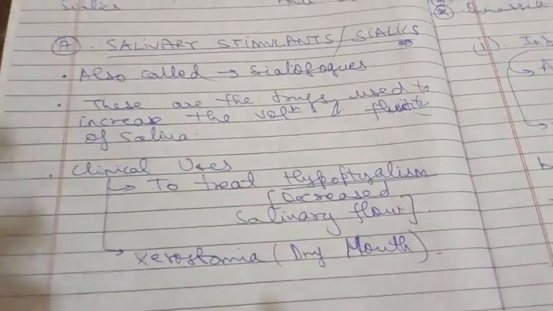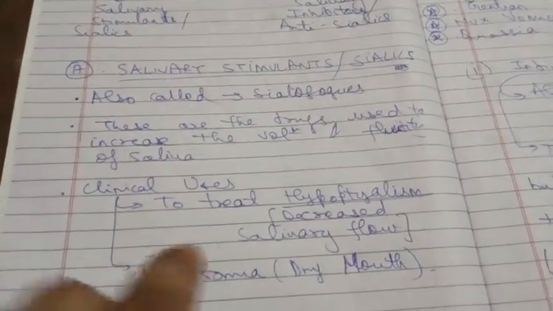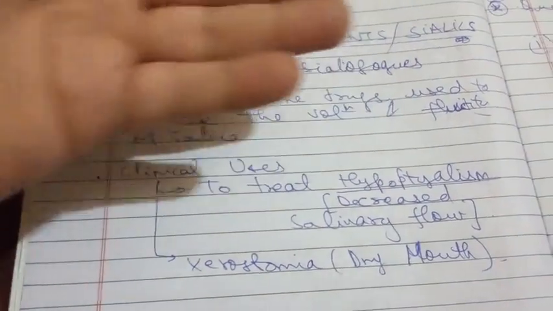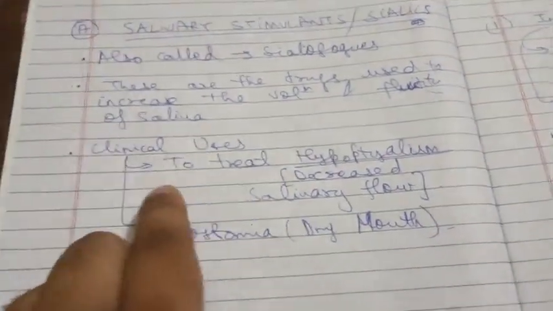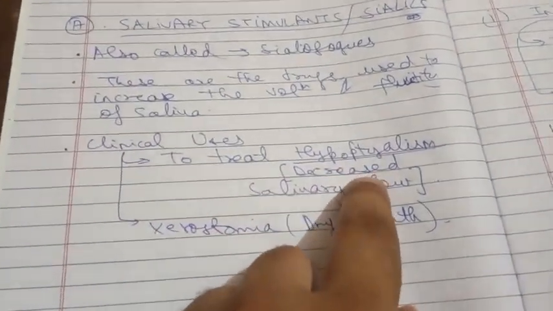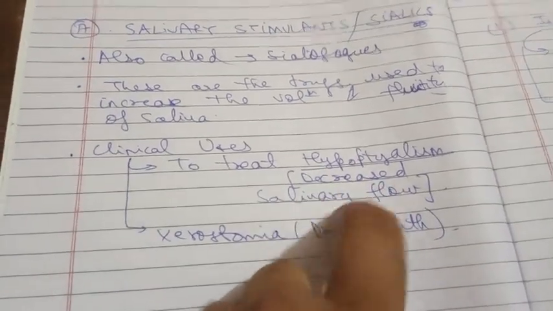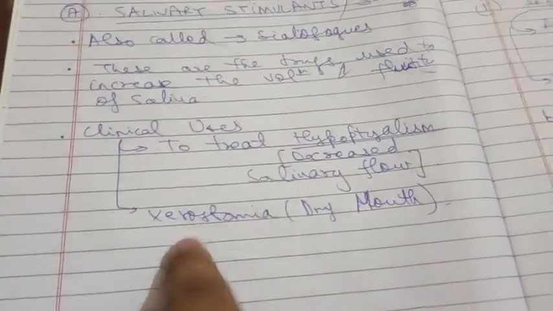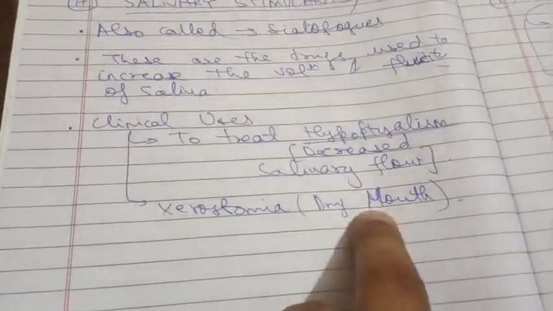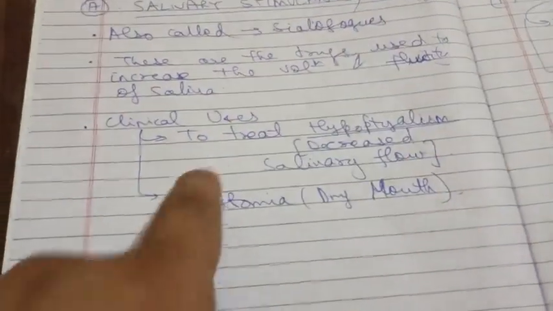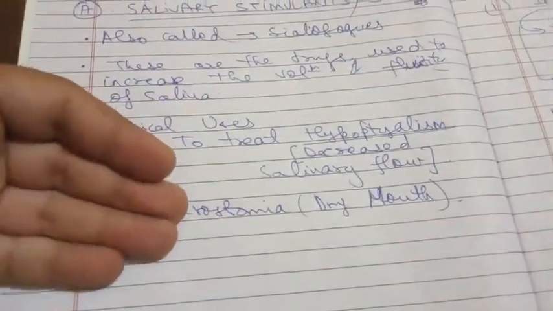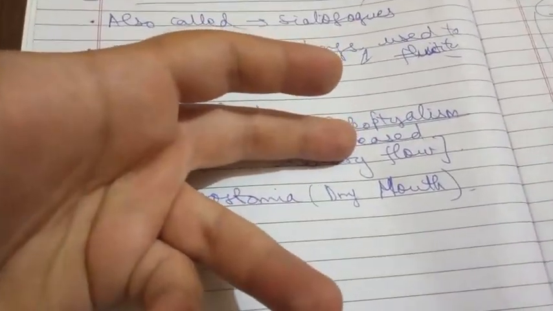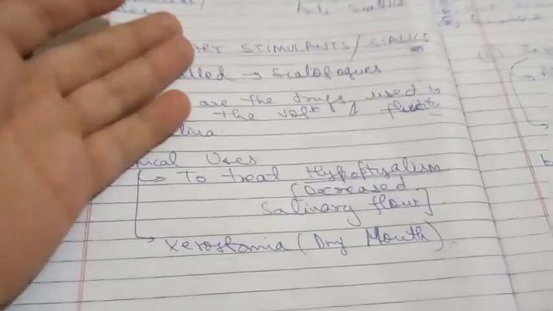Now, what is the clinical use of sialagogues or salivary stimulants? Their clinical use is to treat hypothyroidism, that is, decreased salivary flow, because ptyalin is the enzyme found in saliva. Hypothyroidism leads to xerostomia, the condition of dry mouth. Xerostomia is a sign of hypothyroidism. So to treat xerostomia or hypothyroidism overall, we need sialagogues.